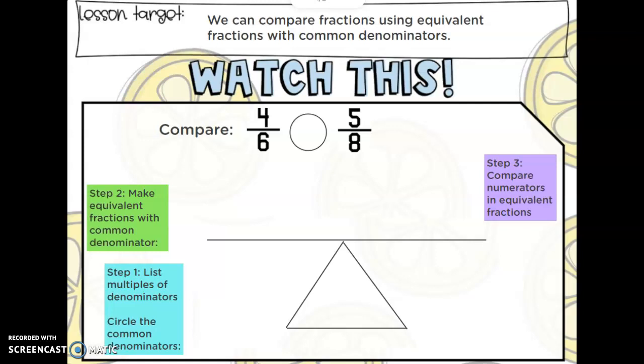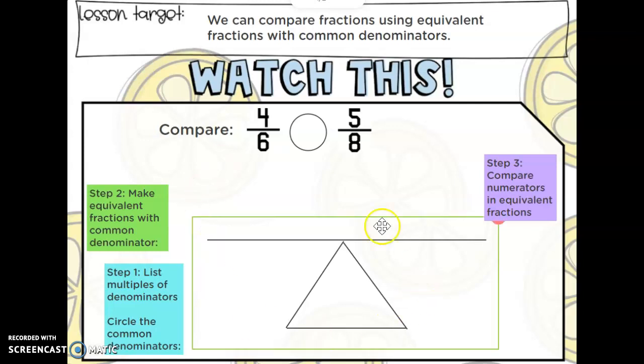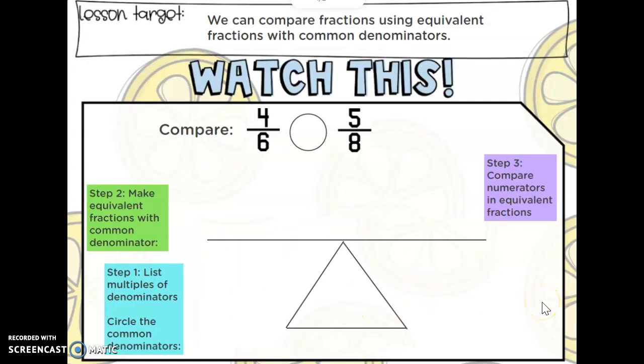So, right here you see something that we're going to call a scale. The reason why I like to use the scale is because it makes you think of which one is greater, right? Which one has more weight. So my first step here, right now I have 4/6 and 5/8. So what I want to do is make it easier for myself. I want to make my denominators the same because then I know I can just look at my numerators to see how many pieces I have.